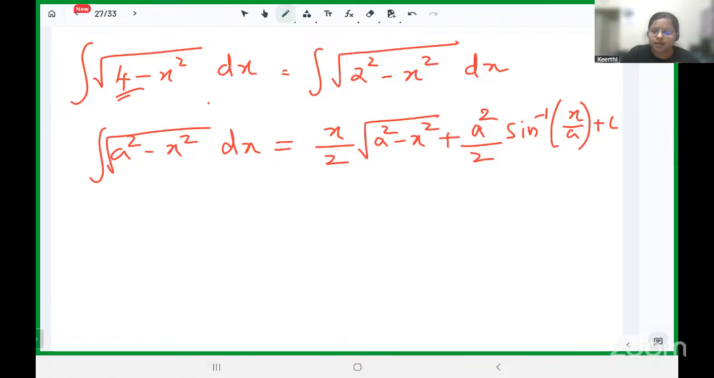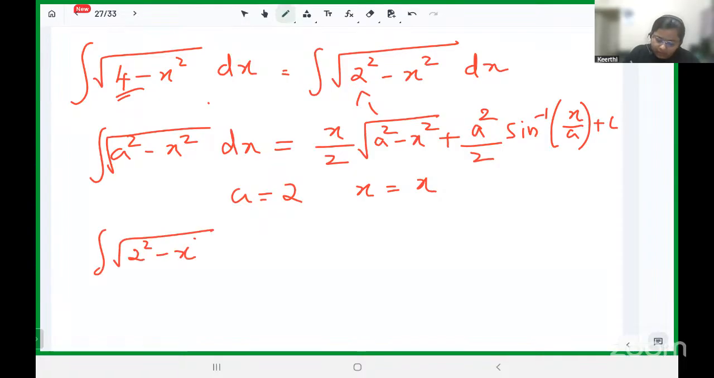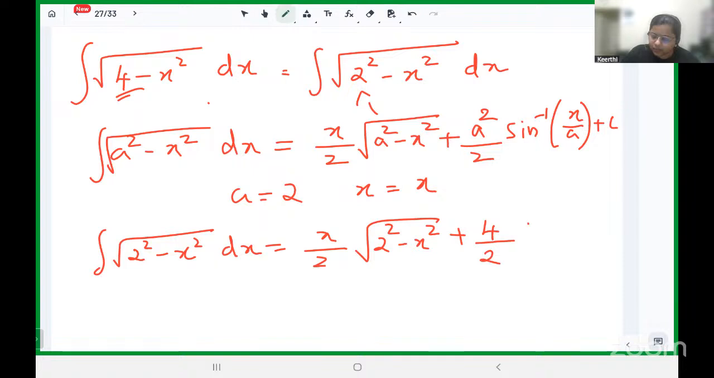So this is the standard result. Now you compare these two. Here in the place of a it is 2, and in the place of x it is x itself. So this result will be the integral of root of 2 square minus x square dx equals x by 2 root of 2 square minus x square plus a square by 2, what is a square? A square is 4, by 2, sine inverse of x by, what is a here? A is 2. X by 2 plus c.